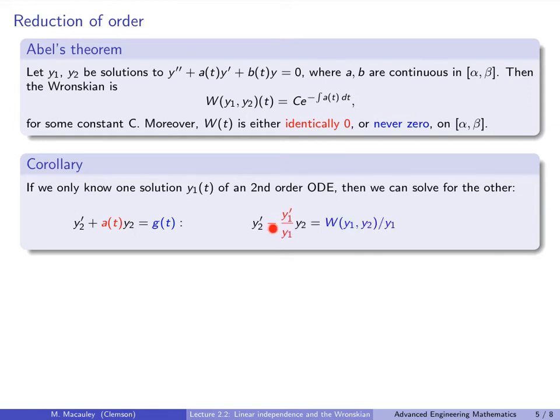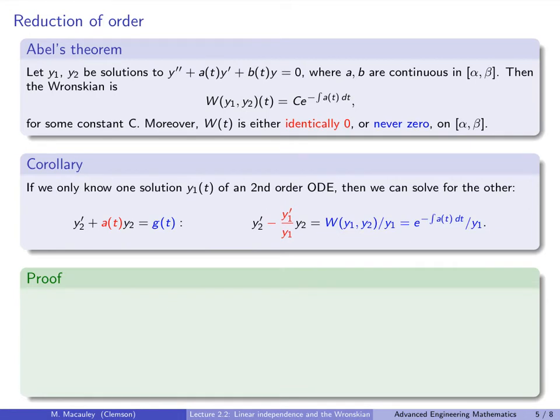So a of t is negative y1 prime over y1, and g of t is the Wronskian divided by y1, which by Abel's theorem above is just e to the minus integral of a of t dt divided by y1. Now I've not included the constant of integration c here because this is a first order ODE, and when we solve it we will get another constant of integration. So this ends up not being necessary, so I've just set it equal to 1.